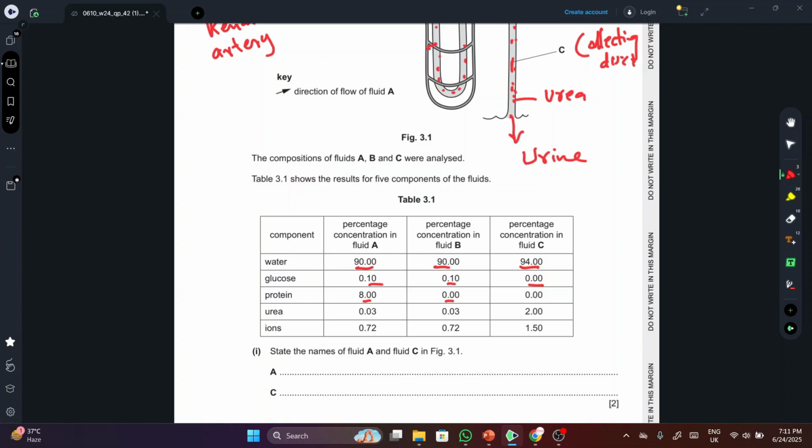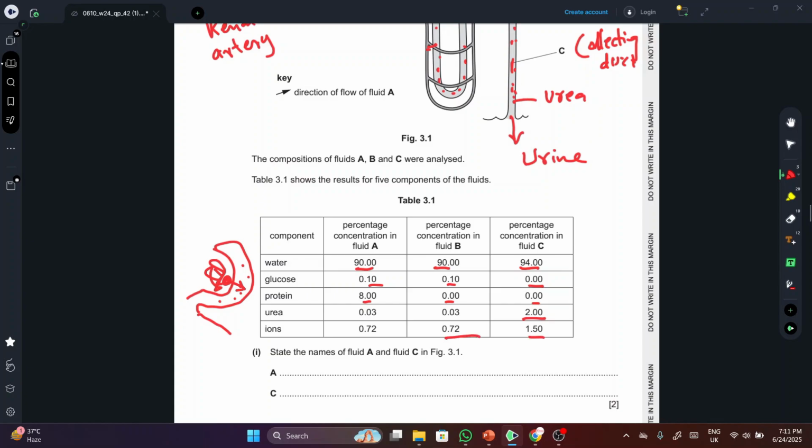Protein 800, because protein is larger, it will not diffuse out. If this is a glomerulus surrounded by Bowman capsule, then the smaller molecules diffuse out, but larger protein will not diffuse out. That's why there is no larger protein in the Bowman capsule. Urea, there is more urea here, and then ions, the same, more ions are there over here.